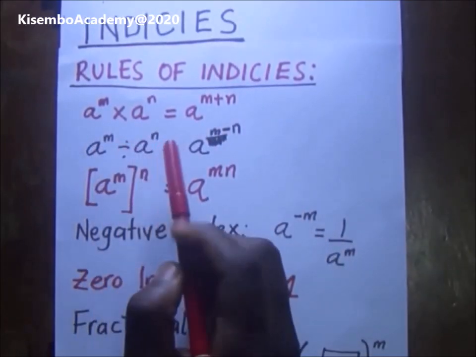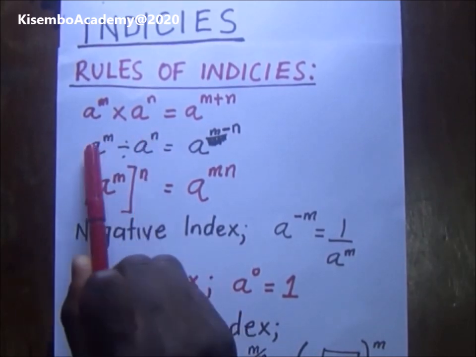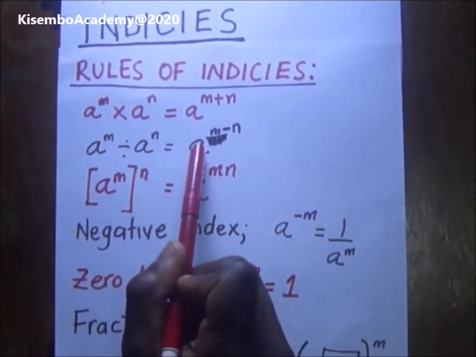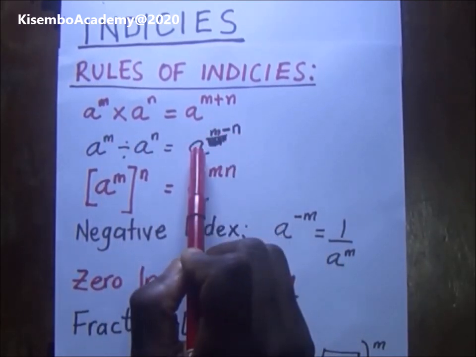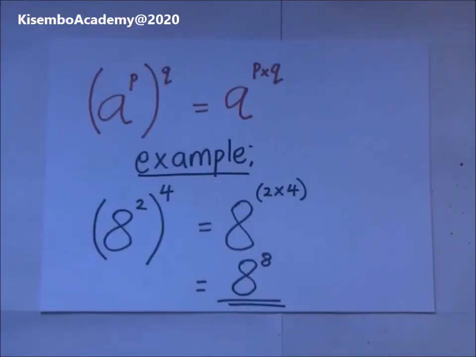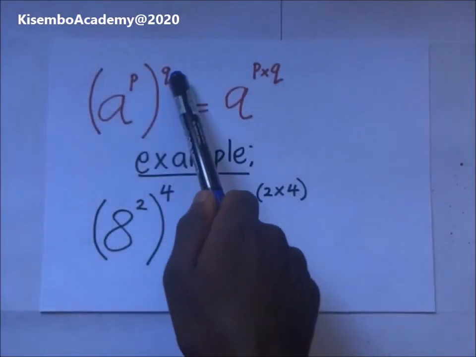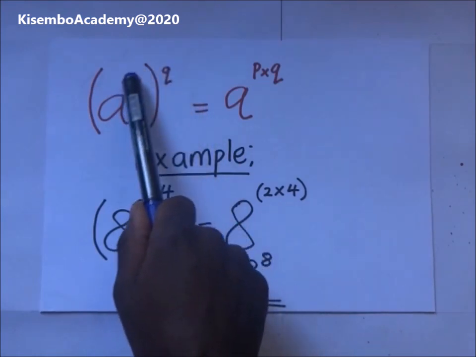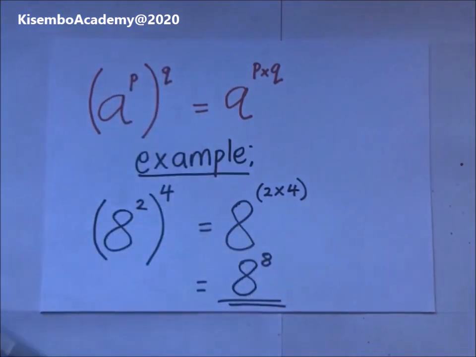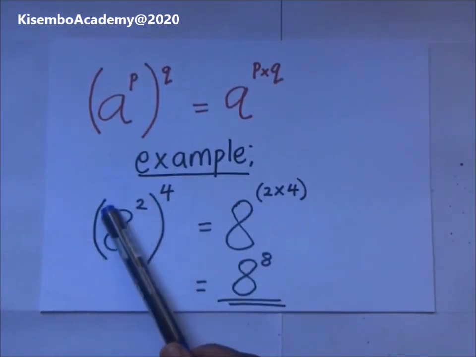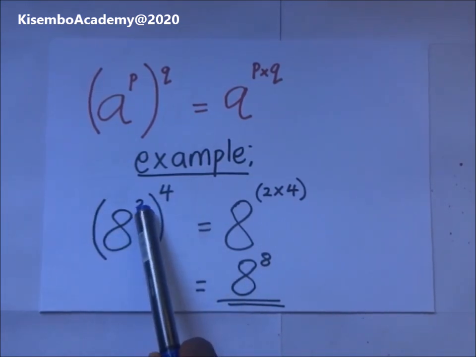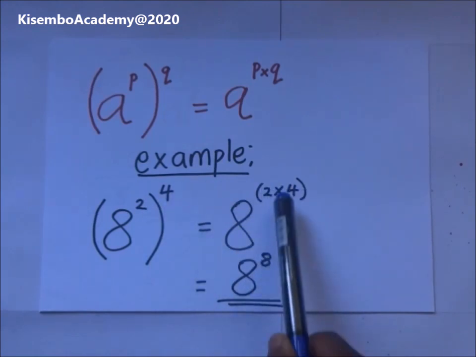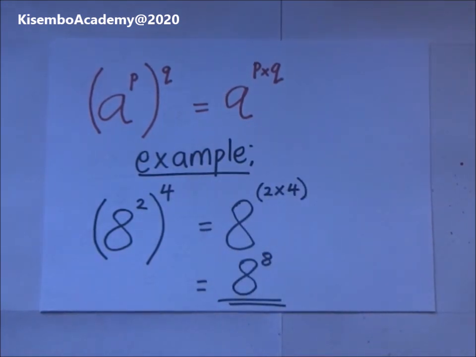If it is division of indices, we are dividing indices of the same base, we maintain that base and we subtract the powers. In this case, it will be m minus n. Then we have a to the power p, all this in brackets to the power q. This is the same as multiplying these powers up, p times q. Just like in our example here, this is 8 squared, but this whole index is again to another power 4. It's the same as multiplying 2 by that 4, and 2 times 4 is 8, so it's 8 to the power 8. That's the answer to that.